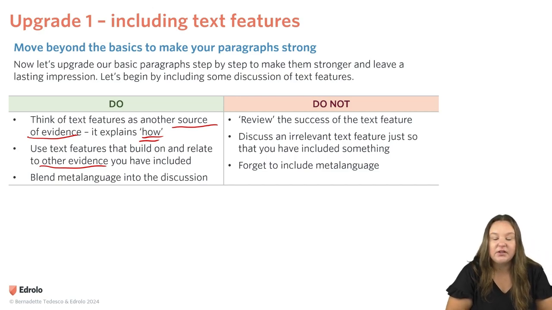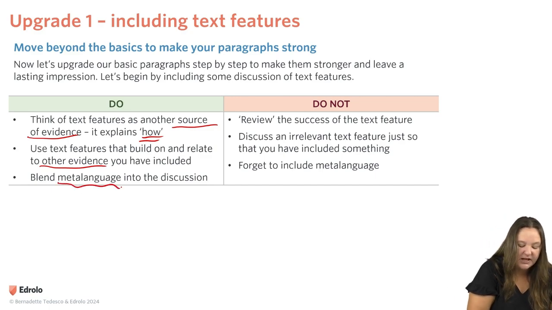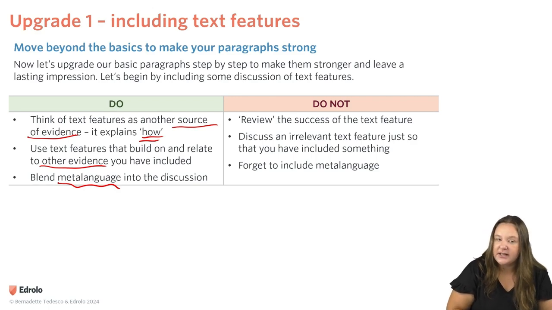So if you have included a quote that has a feature within it, then you would highlight that, bring it to the forefront of your discussion. You want to blend that meta-language in naturally where it fits. So you don't have to make it so that every piece of evidence you include talks about meta-language and text features, but you want to try to look for at least one opportunity per paragraph to talk about meta-language.